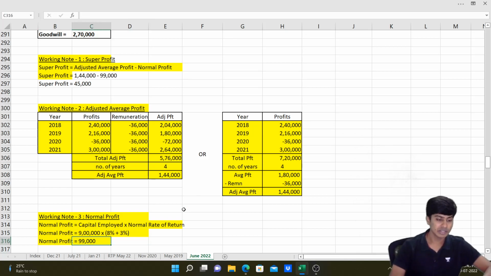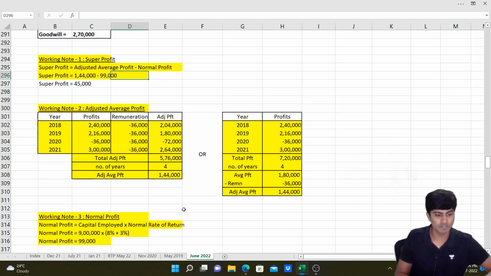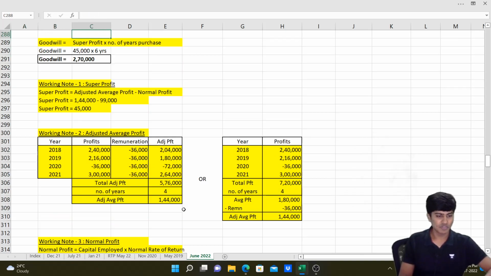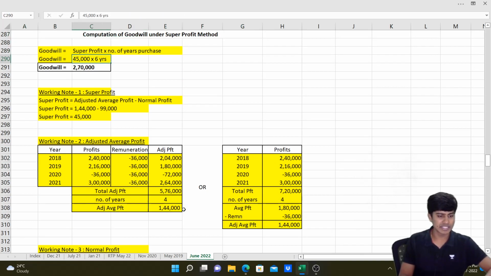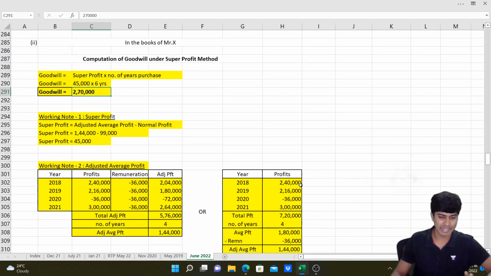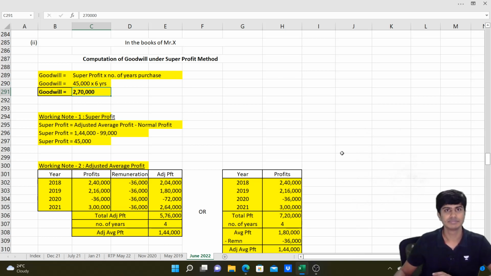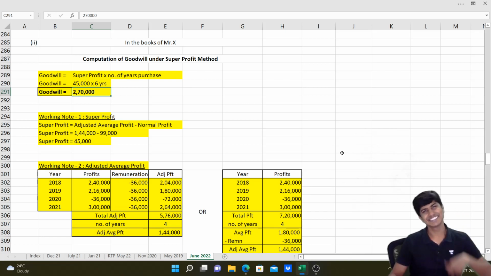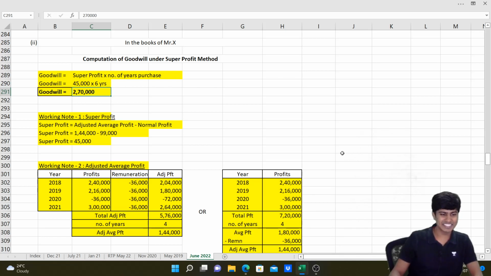So how much is normal profit? Sorry, 99,000. 9 lakh into 11%. So then I'll write my adjusted average profit of 1 lakh 44,000 minus 99,000 of normal profit, which will leave me with super profit of 45,000. This 45,000, if I multiply with 6 years of purchase, I will arrive at goodwill of 2 lakh 70,000. Did you guys understand this? That's the answer to the second option that you had.